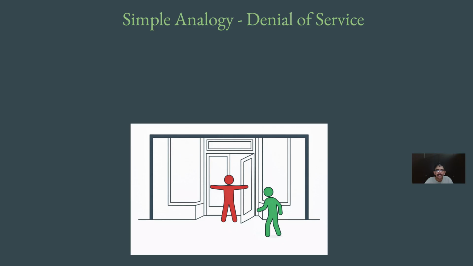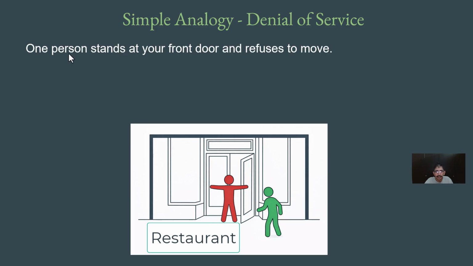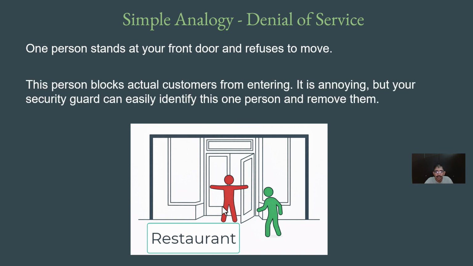Now, in order to understand denial of service, let's take a very simple analogy. Let's consider that this is a restaurant over here and this is the front door of that restaurant. Now there is one person over here, let's consider him to be an attacker, and he stands at the front door of the restaurant from which people can go inside, and he refuses to move. Now what is the implication of this? The implication is that the genuine customers who might want to visit the restaurant will not be able to enter because this attacker is blocking the front door. So this is referred to as denial of service, where the service is denied to genuine customers.